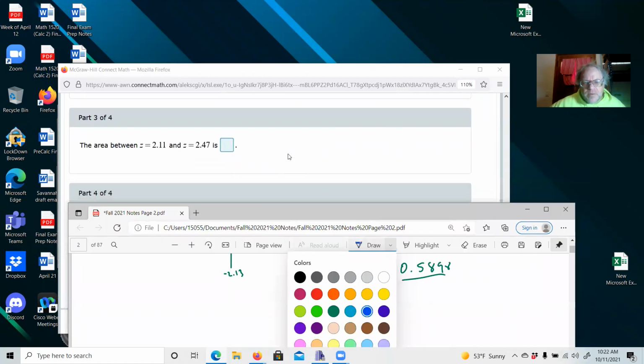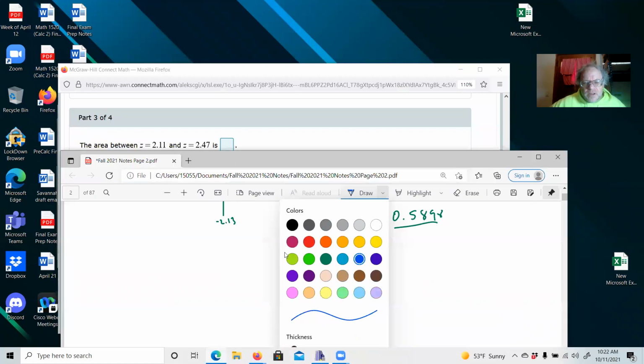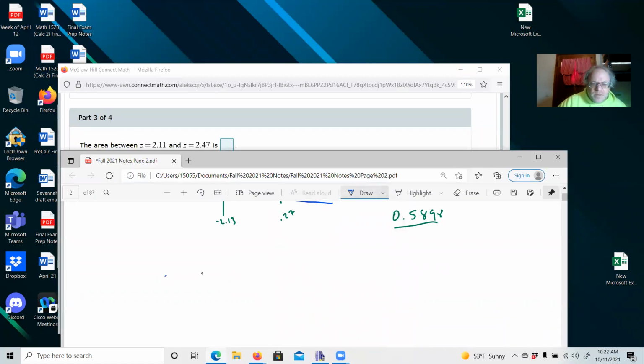Okay, so let's go down to where we have it there. So what we're going to do, okay, these really should be symmetric, but here's my 1, here's 2. So we'll call that 2.11, and we'll call this one 2.47. Okay.